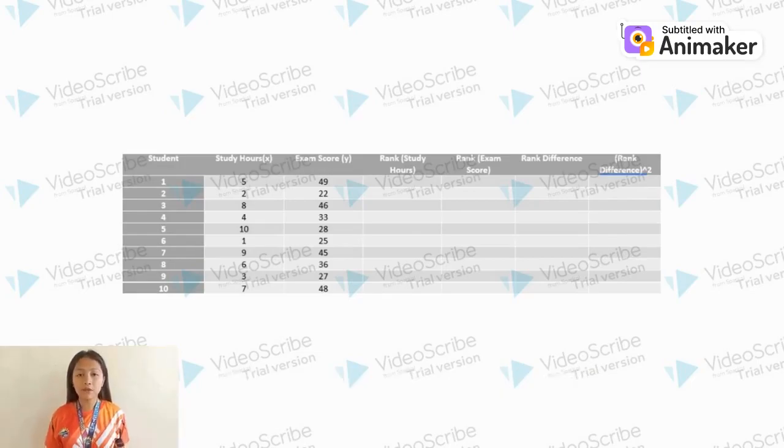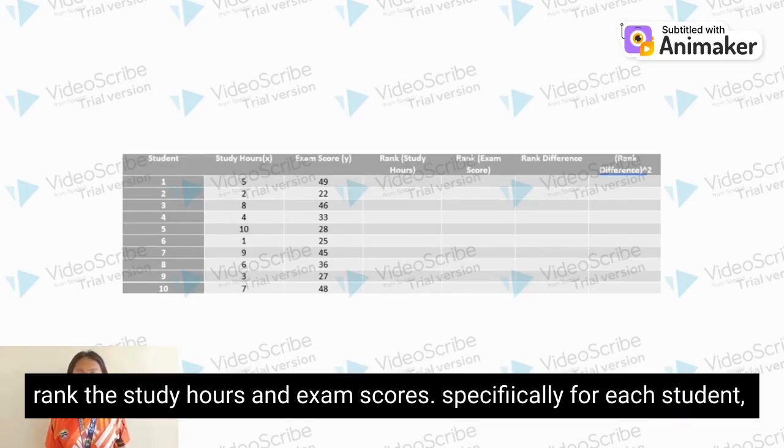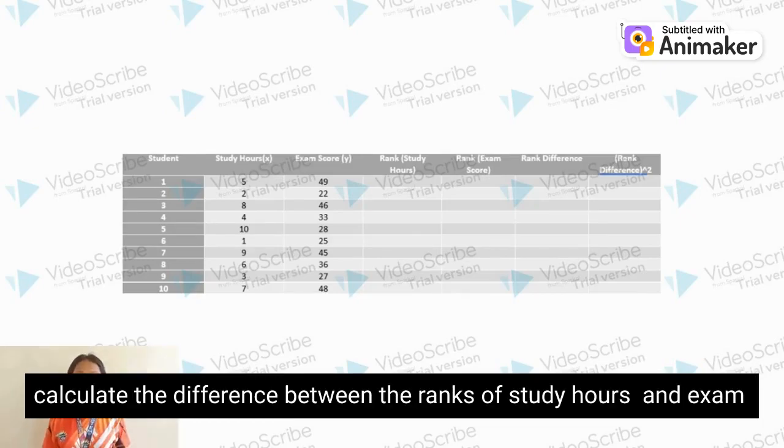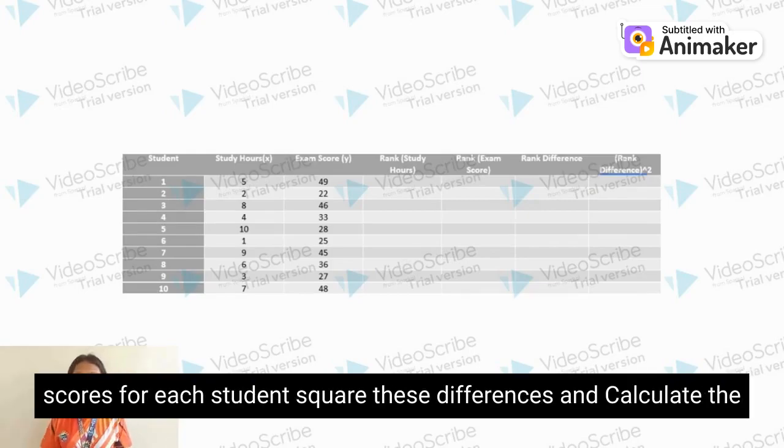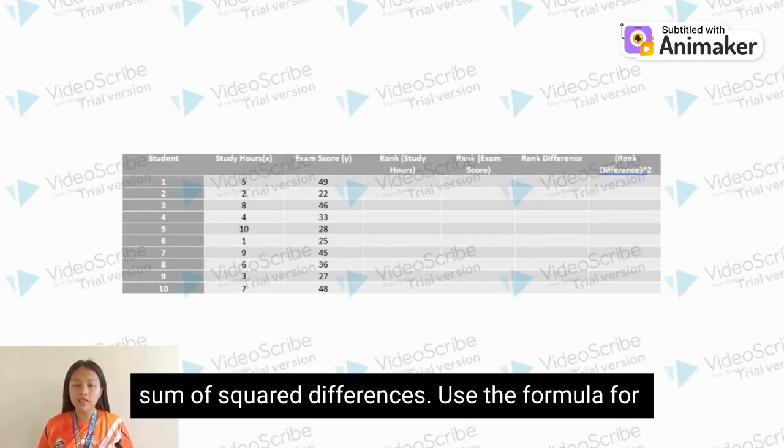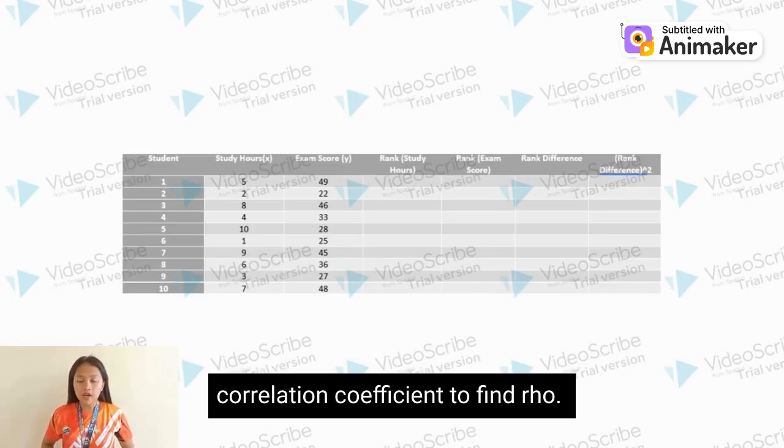To solve this problem, you will need to rank the study hours and exam scores separately for each student. Calculate the difference between the ranks of hours and exam scores for each student. Square these differences and calculate the sum of squared differences. Use the formula for the Spearman rank correlation coefficient to find rho.